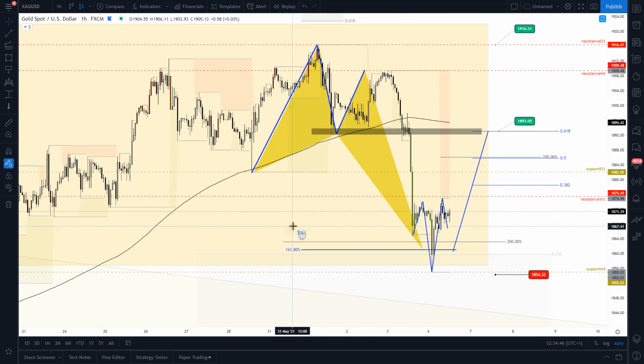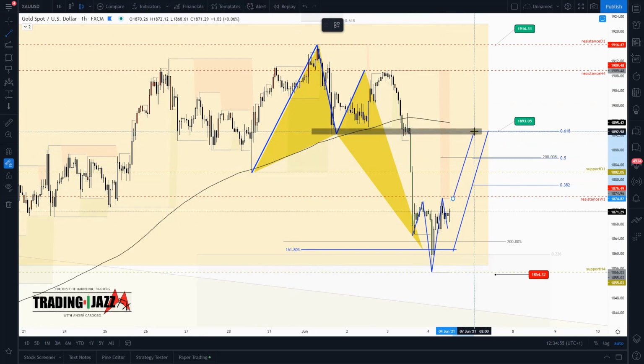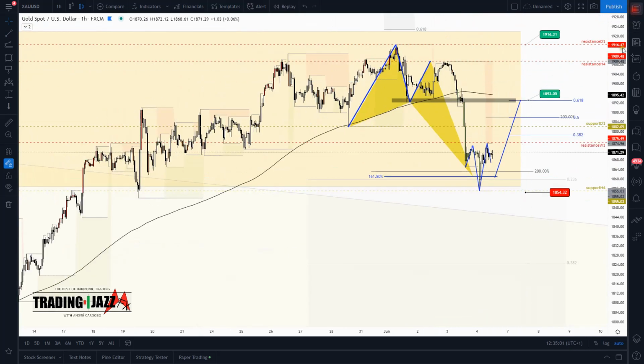So at this point, I will not be surprised to see that inverted head and shoulders, if triggered above the next zone, offering this opportunity to go long with gold. Okay, so that's what I'm expecting to see.